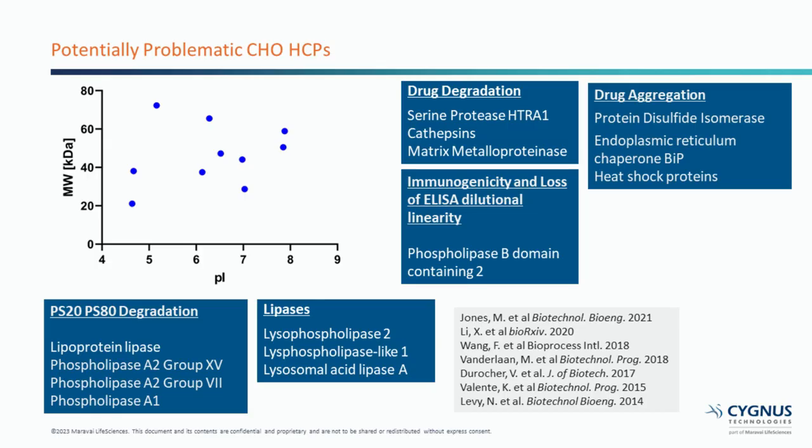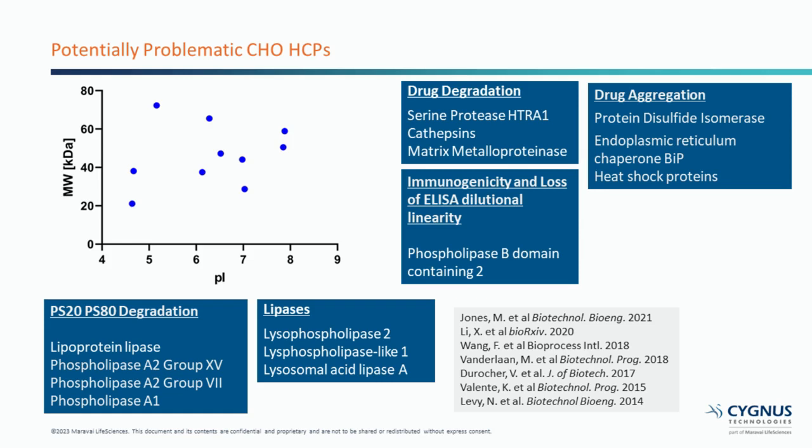These host cell proteins can affect drug product stability by degradation through proteases or through residual lipases causing degradation of such excipients as PS20 and PS80, which are often used in formulation buffers. Some HCPs can increase immunogenicity and impact drug efficacy. You may be familiar with some of those on this list, and there are quite a few publications out there. It seems like every few months we see a new publication about this HCP or that HCP implicated in either side effects or affecting product quality.